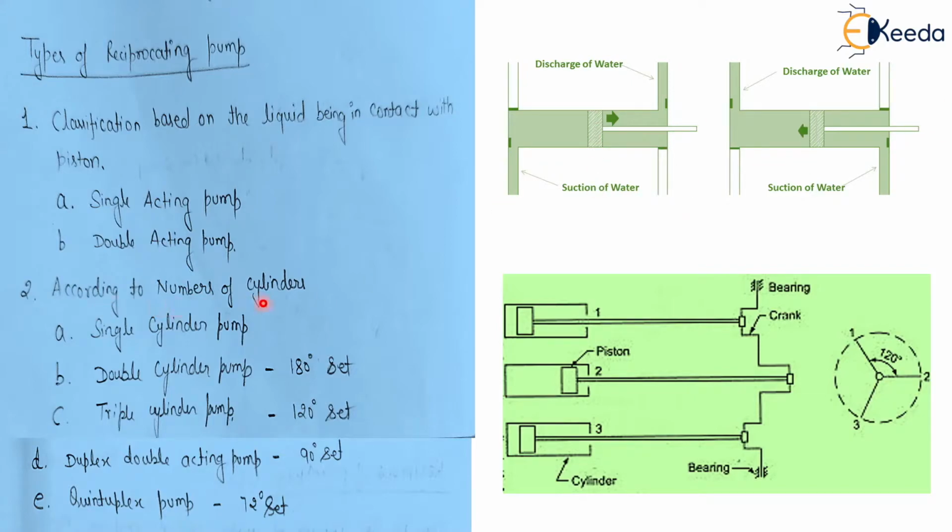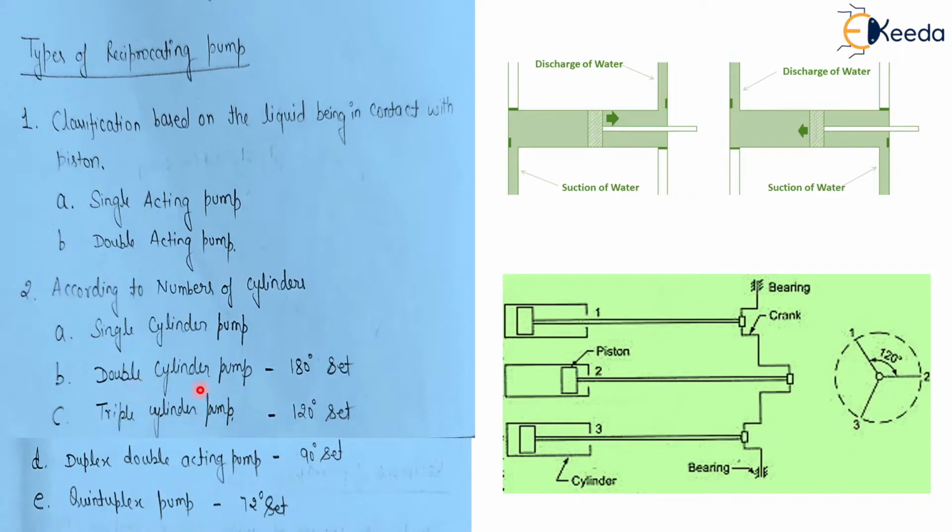Now according to the number of cylinders, if there is a single cylinder, then it is a single cylinder pump. If it is a double cylinder, then it is a double cylinder pump. You see here, in this arrangement there are three cylinders. All these three cylinders are connected at 120 degree. This is one crank, this one is the second crank and this one is the third crank.